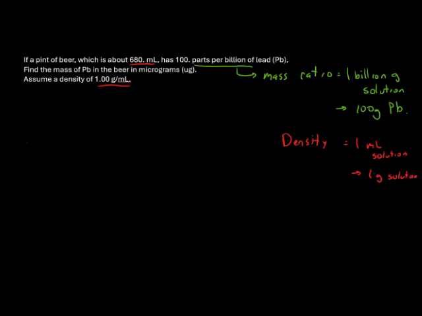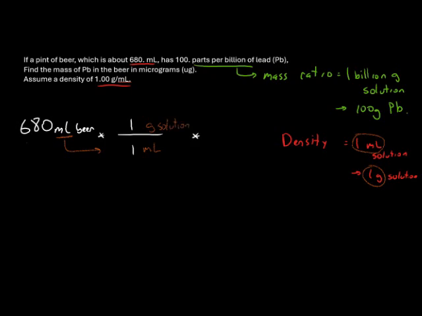We'll begin with our 680 milliliters of beer. We'll multiply that by a fraction to get out of milliliters and into grams first. The 1 milliliter of solution is related to 1 gram of solution. Therefore, we'll place a 1 in front of milliliters and a 1 in front of grams. Now keep in mind that these grams are grams of solution.